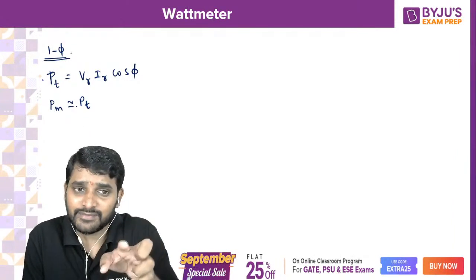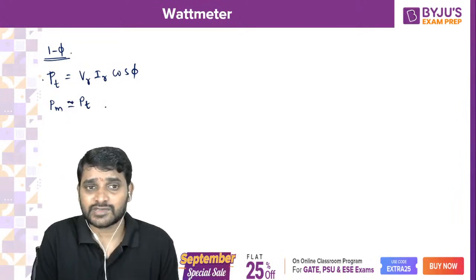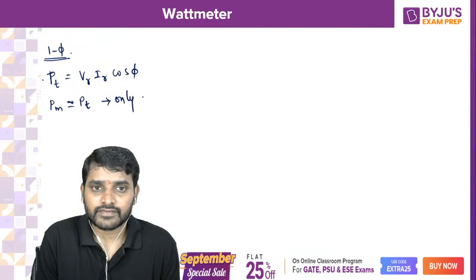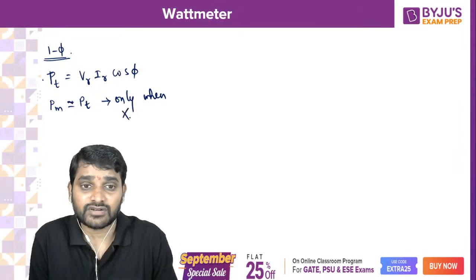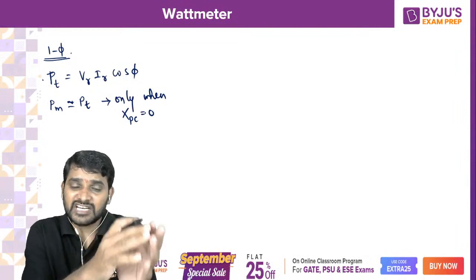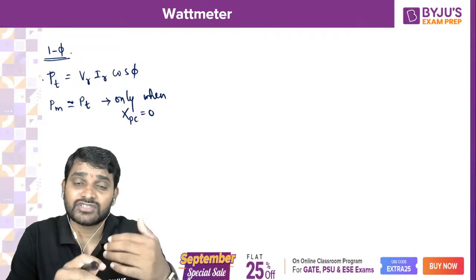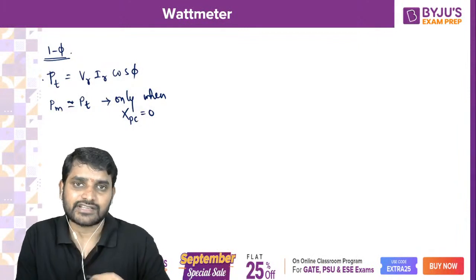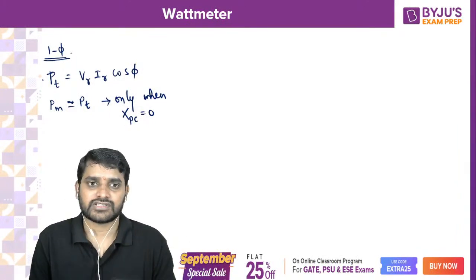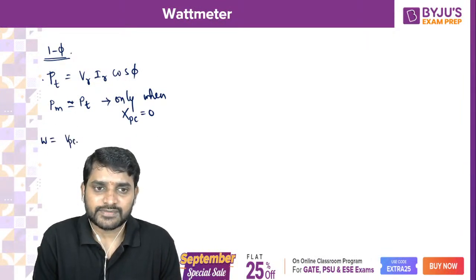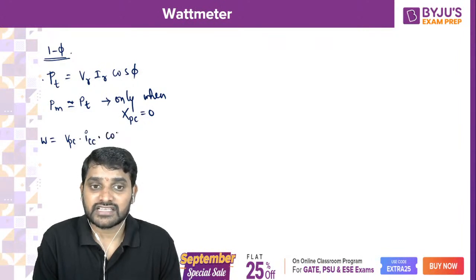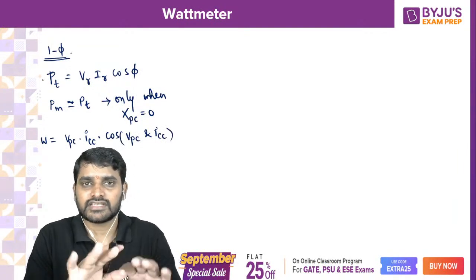PM is approximately equal to PT. This is possible only when the pressure coil reactance XPC is 0. So measured power is equal to true power when you assume the pressure coil inductive reactance as equal to 0. But this is not possible actually. In this case, the wattmeter reading is simply the voltage across the pressure coil into the current flowing through the current coil into cos of the angle between the voltage across the pressure coil and the current flowing through the current coil. So there is a formula.